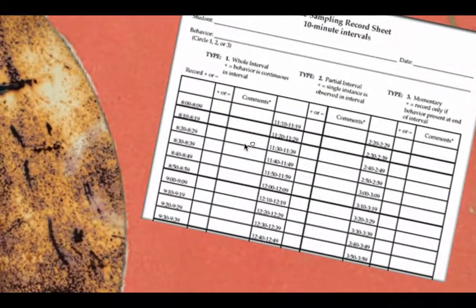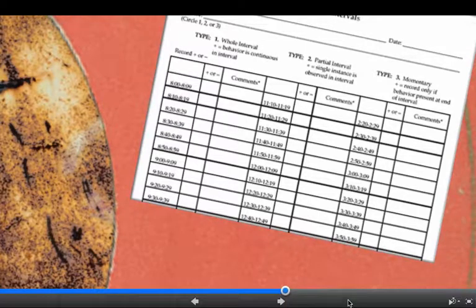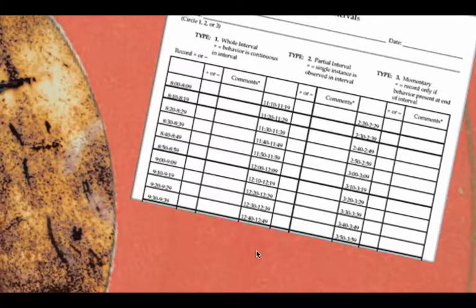Okay, so now we're back on the Stairmaster. I'm getting a great workout today. You're on my left, I'm over to your right. And I decide to not use a partial interval count, not use the whole interval count, but to use the momentary time sample. And in this case, I've broken my data collection into 10-minute intervals.